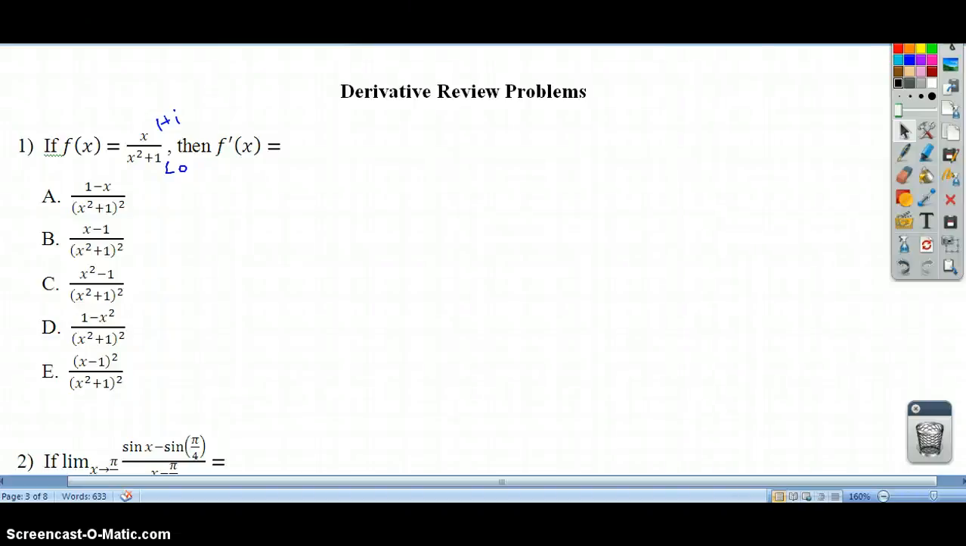Okay, so on to the derivative review problems. Number one, we see a function that has a high piece and a low piece, a numerator and a denominator, so we're going to invoke the quotient rule here.